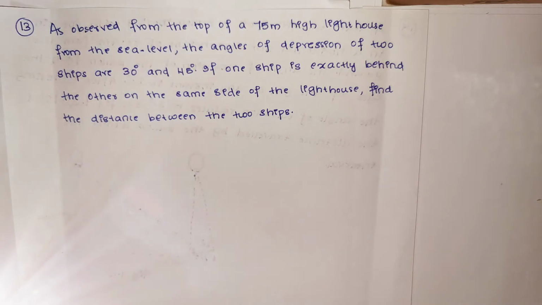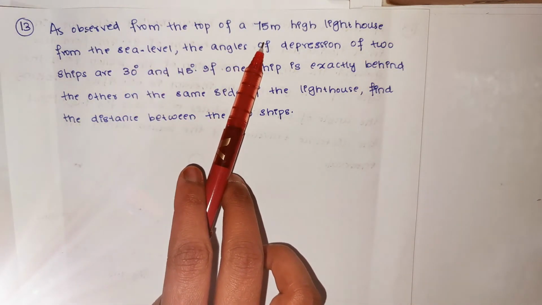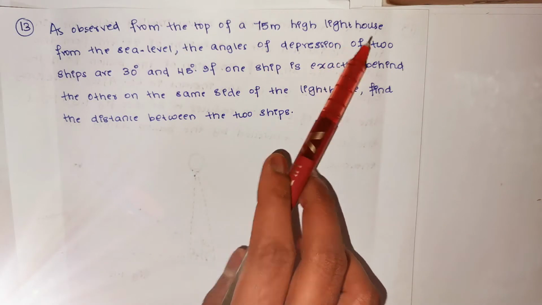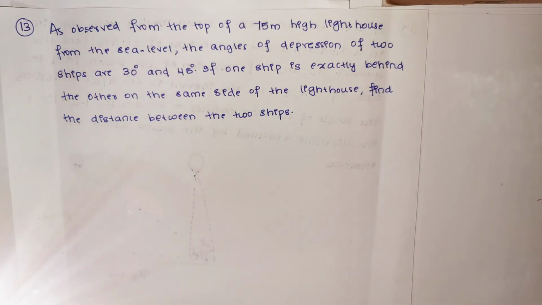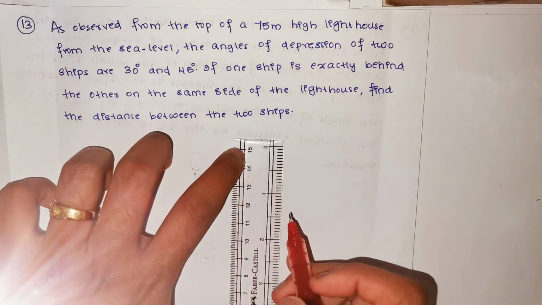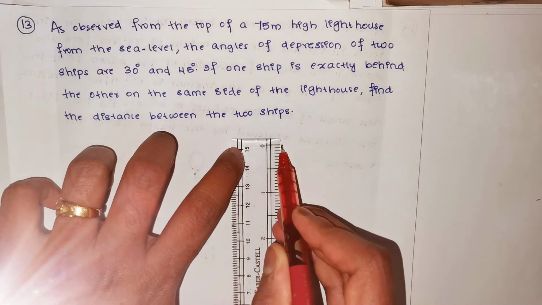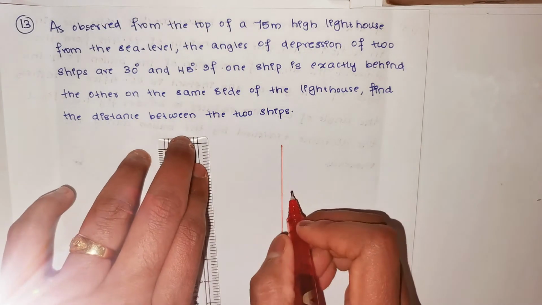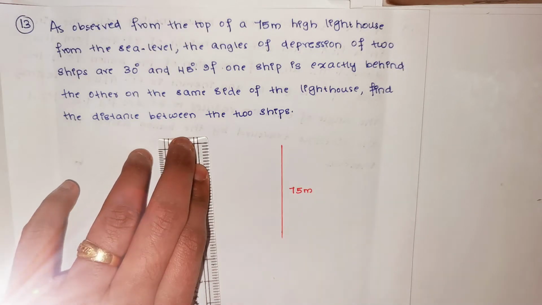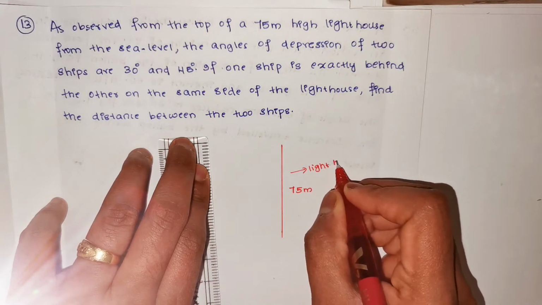What is our aim? Our first aim is to make the figure. As observed from the top of a 75-meter high lighthouse, in the question it has been given that we have a 75-meter high lighthouse. So let's draw that. Let this be the lighthouse and it is 75 meters high.